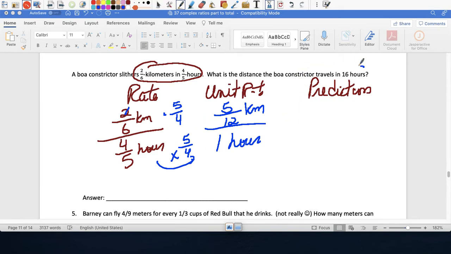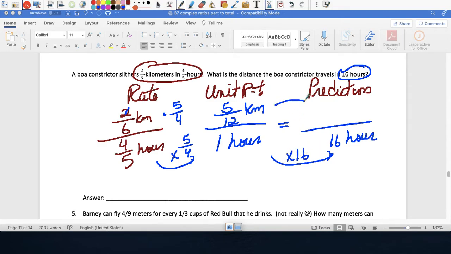But the question is, in 16 hours, how far would the snake go? So yeah, change this to 16 hours, times 16, times 16. And we're going to multiply that, 5/12 times 16. And we get 6 3/4. If you simplify, 6 3/4 kilometers in 16 hours.